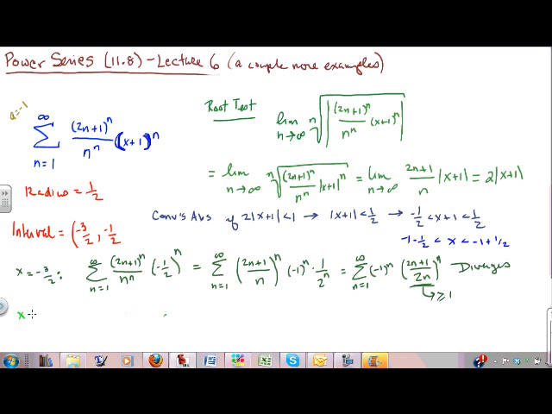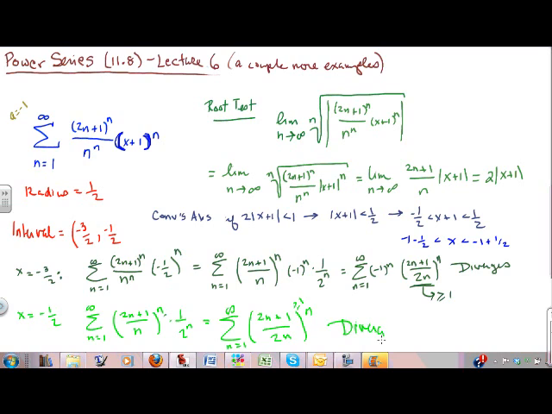x equals negative 1/2. We're looking at the sum, n equals 1 to infinity. Let's write it like this again, (2n plus 1) over n to the n. And at x equals negative 1/2, that's 1/2 to the n, right? So that's 1 over 2 to the n, which is the sum, n equals 1 to infinity of (2n plus 1) over (2n) to the n. And again, this diverges because this is always bigger than or equal to 1, so it does not go to 0. So it diverges by the divergence test. So the interval of convergence is here, and this is a good place to stop.